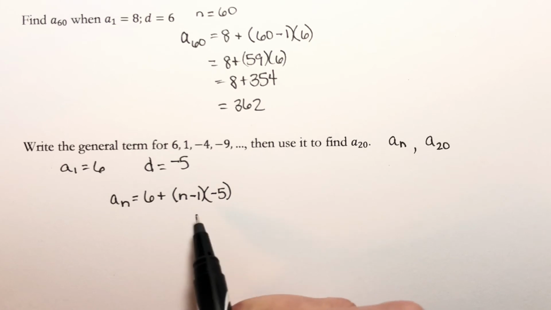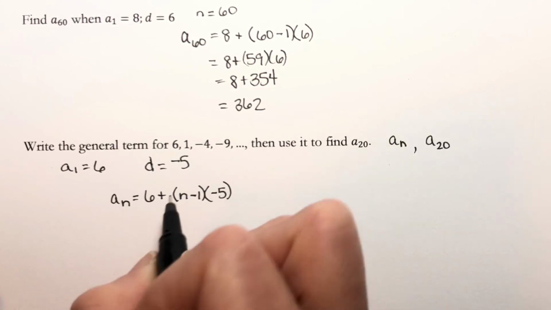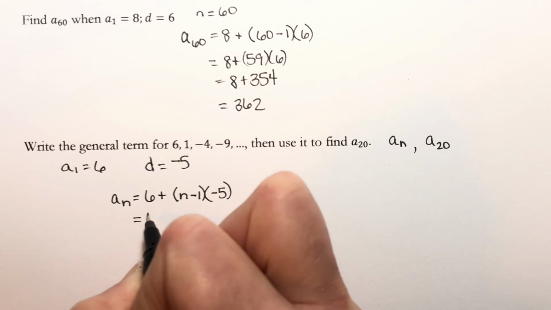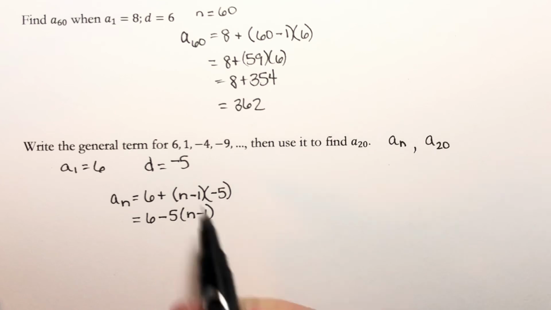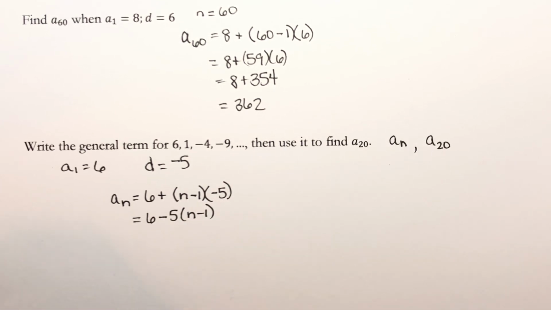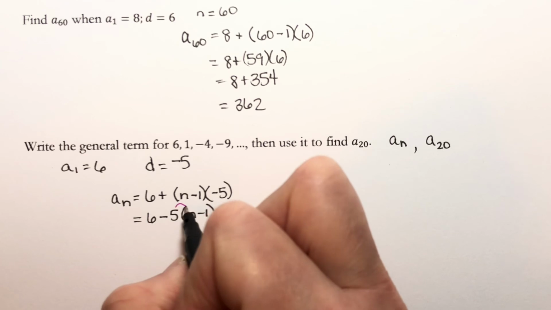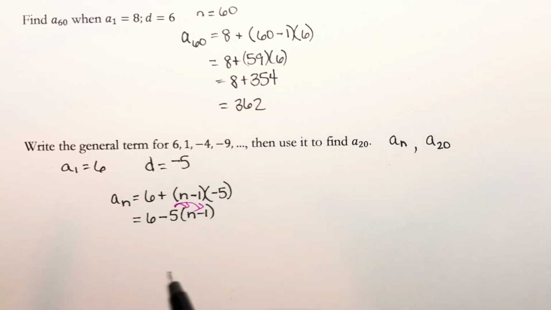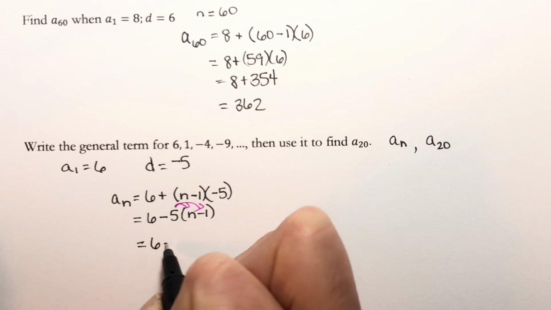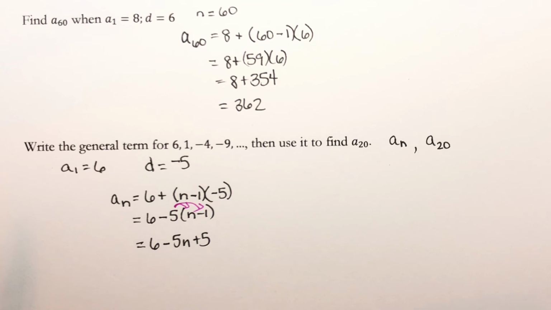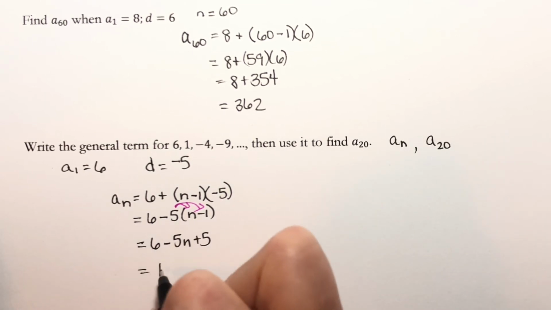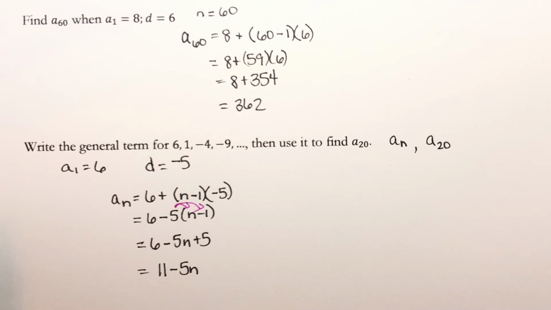Now what I'm going to do is make this look nicer. Normally when we have a number in front, we put it right here. So this is really 6 minus 5 times n minus 1. That's how we would normally write this before we distribute. Now I'm going to distribute the -5. To simplify this, I get 6 minus 5n plus 5. So this is simplified 11 minus 5n. Okay, so this is our general term. This is what we would be looking for.